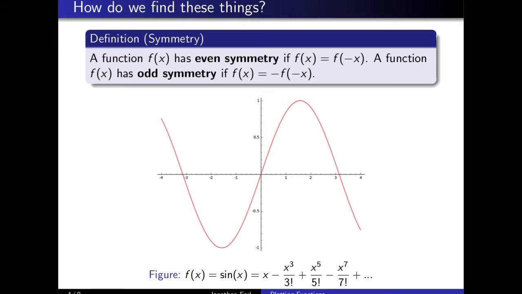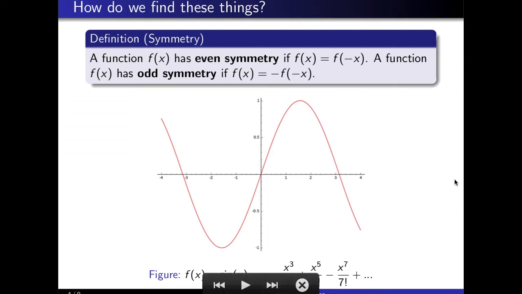So you'd sum up an infinite number of these terms. But what we see here is that sine only has odd powers of x showing up, and that's where the name odd and also even is coming from. So if you only have odd powers of x showing up, you're going to have odd symmetry. And likewise, if you have only even powers of x showing up, you're only going to have even symmetry.